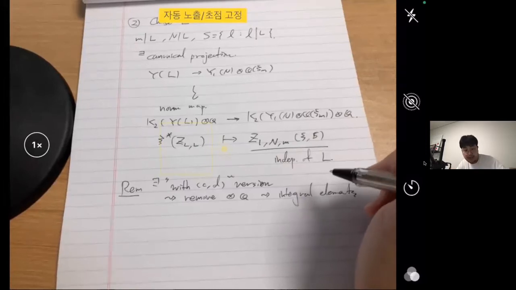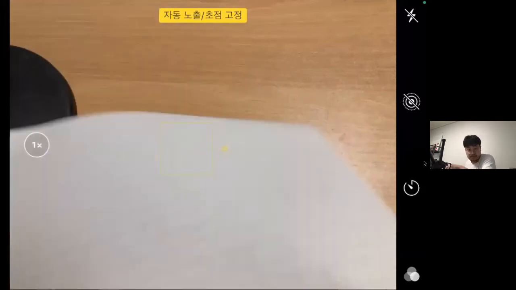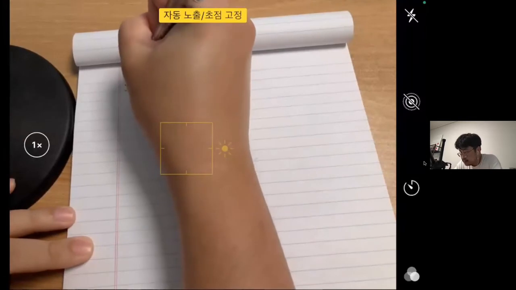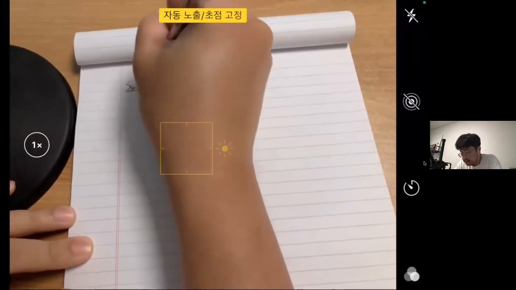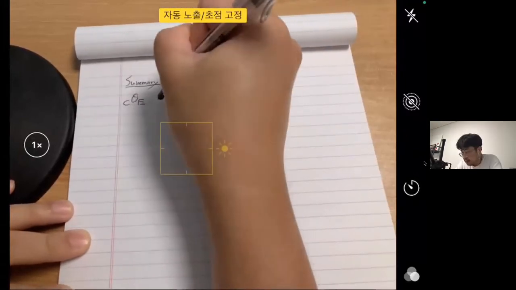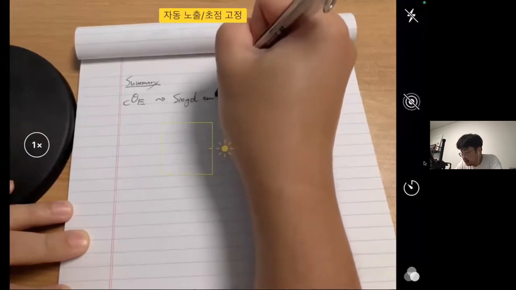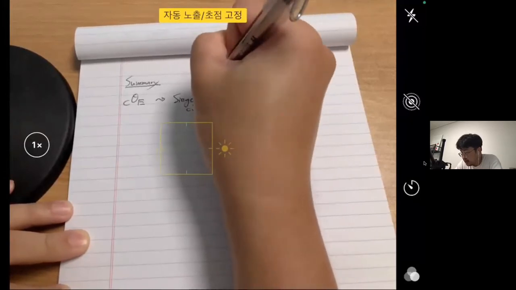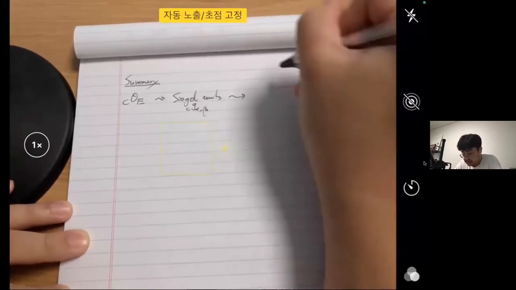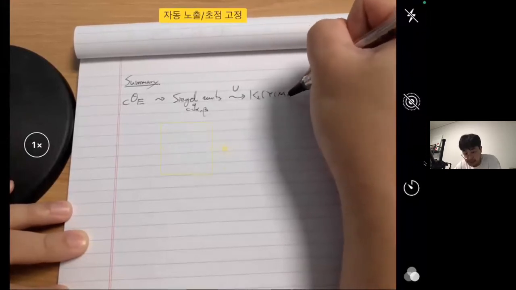So okay, now we give some summary of what we've done. Everything starts from C theta E, and we construct the Siegel units C g alpha beta. Taking the pairing, we get an element in K2 of Y(M,N).